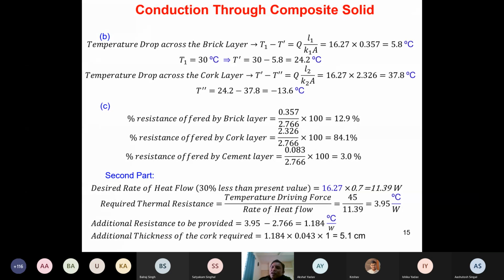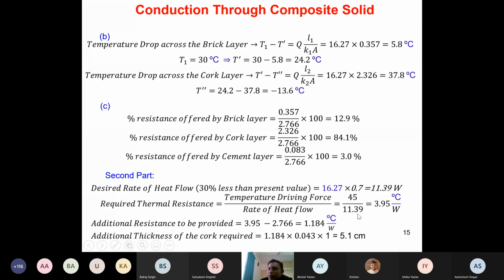That means the total heat loss will be 16.27 into 0.7, so that becomes 11.39. If we want 11.39 watt as the desired rate of heat flow, how much the resistance should be increased, we can calculate directly. The required thermal resistance can be obtained as total driving force divided by the rate of heat flow.